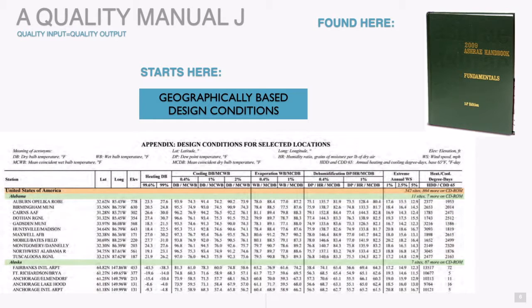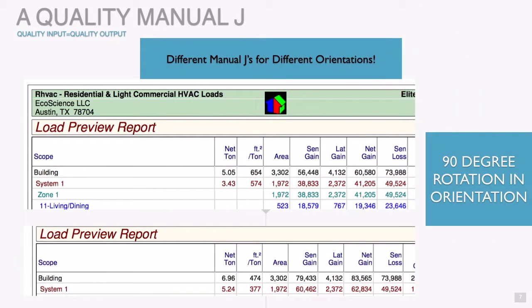For cooling, we're using these 1% values here in this column under cooling, and the dehumidification section is really important if you live in a humid climate zone and you want to do a separate calculation for your peak latent conditions. We highly recommend that. That is a topic which could warrant an entire presentation, so we won't get into that right now.